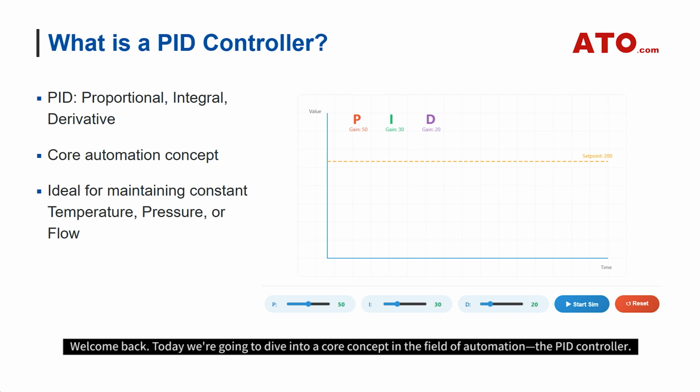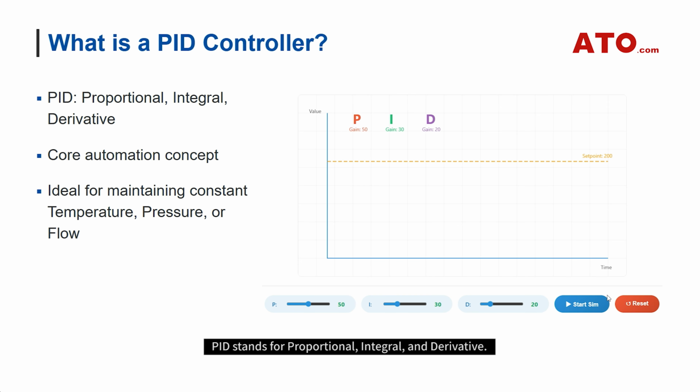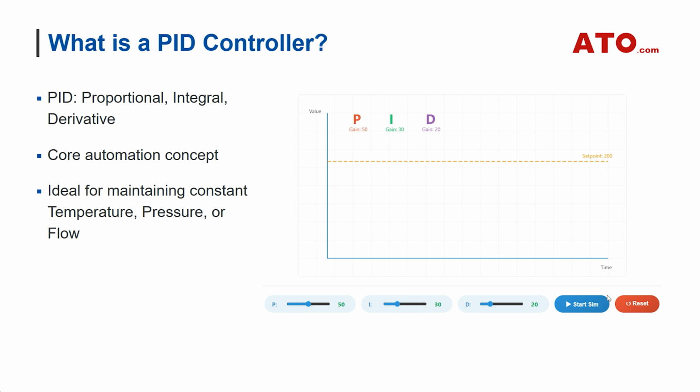Welcome back. Today we're going to dive into a core concept in the field of automation, the PID controller. PID stands for proportional, integral, and derivative. Simply put, if you need to keep a physical quantity constant, such as temperature, pressure, or flow, PID is the best tool for achieving this goal.